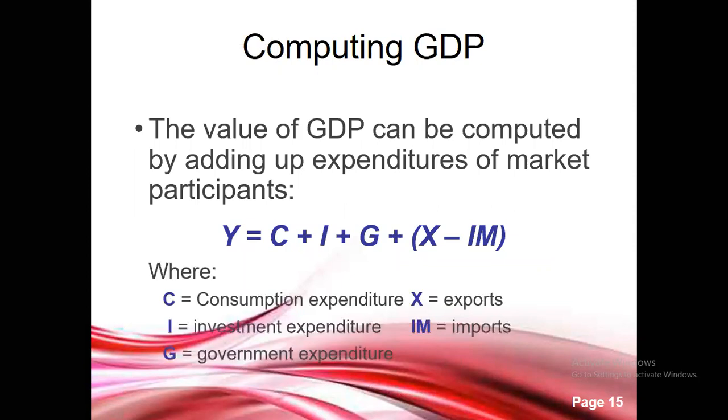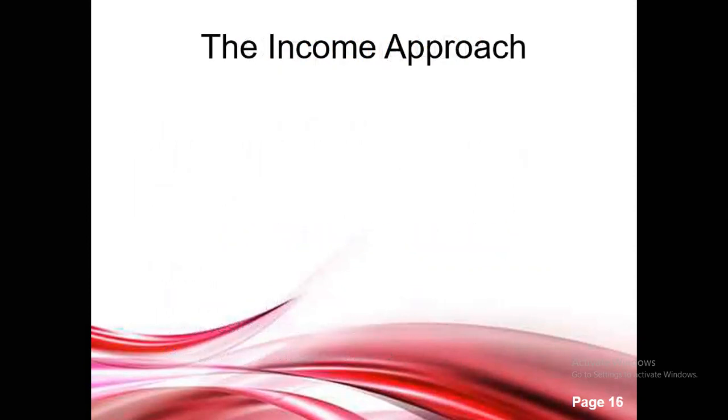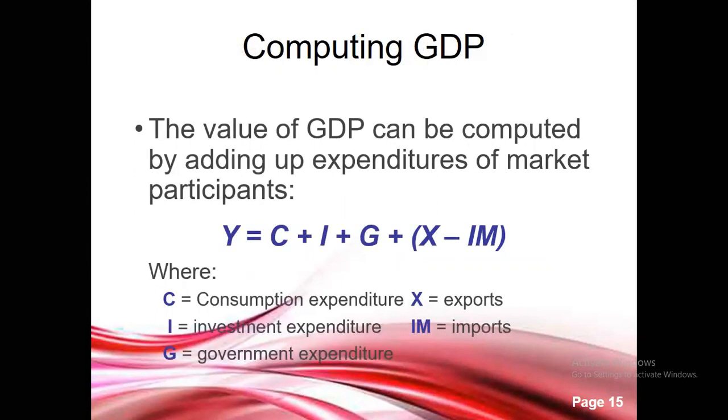C is for consumption, I is for investment, G is for government expenditure, X is for export, and M is for import. What is consumption? Goods and services used by households, right? It can be durable, it can be non-durable.